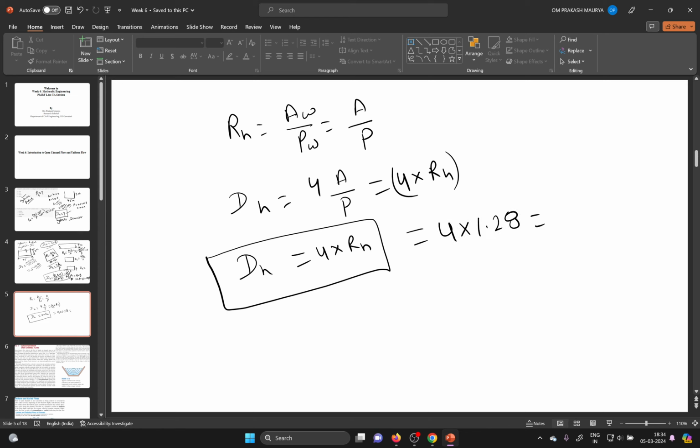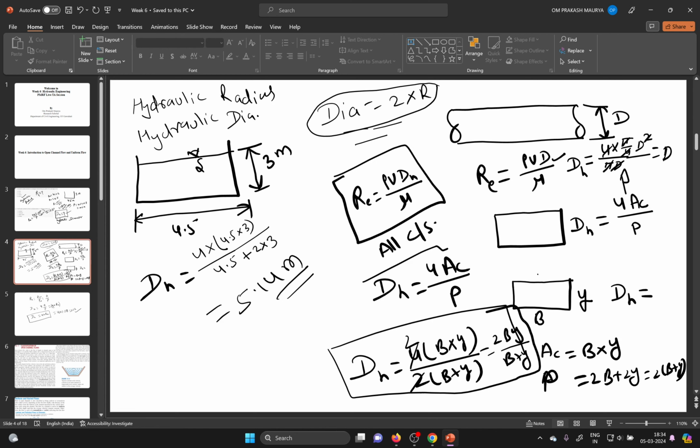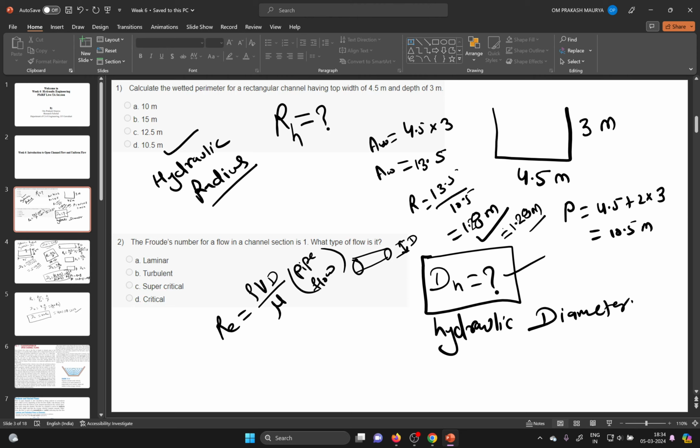So how much is it coming? 4 into 1.28. So this is coming to 5.12. So this is almost 5.14. With the 4.5, maybe we calculated RH like that. How much is RH?